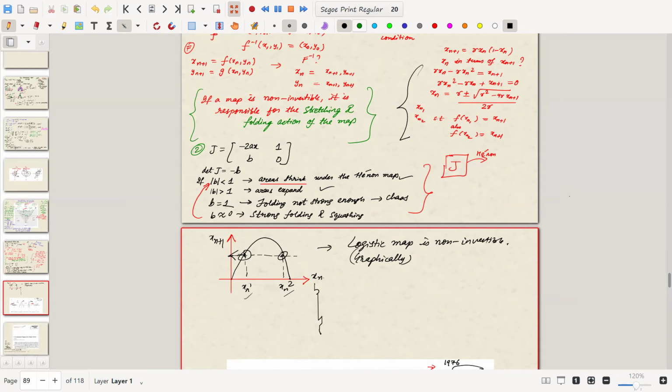For the Henon map, you have to answer me. A question can come like this. For both questions can come, for 1D and 2D.